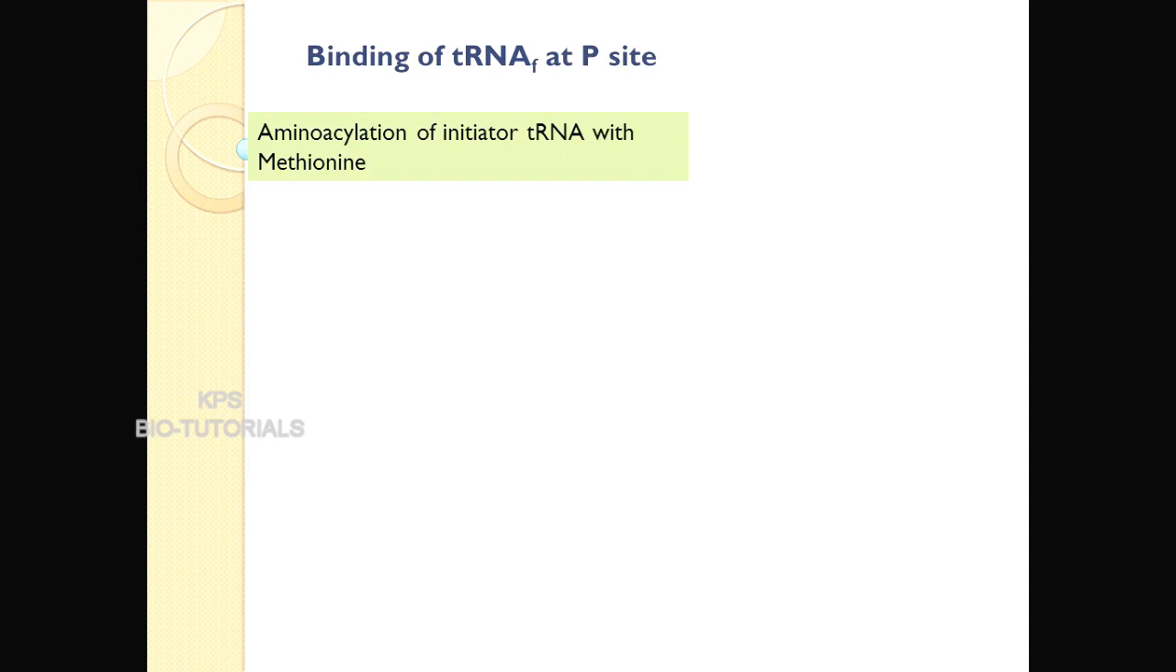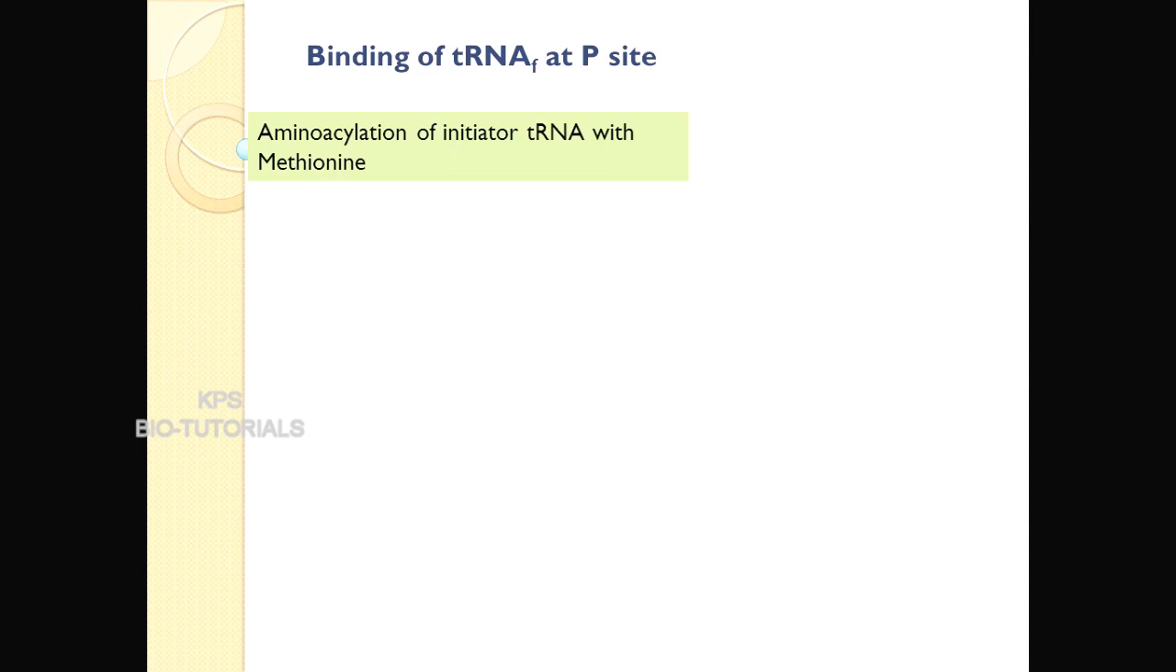The initiator amino acid is methionine. So the methionine bound to the tRNA F will be formylated, and this formylated methionine can only bind with the P site. So the starting or initiator tRNA is said to be tRNA F, and the initiator amino acid is said to be formylated methionine. So the next step is the aminoacylation of the initiator tRNA with methionine amino acid.